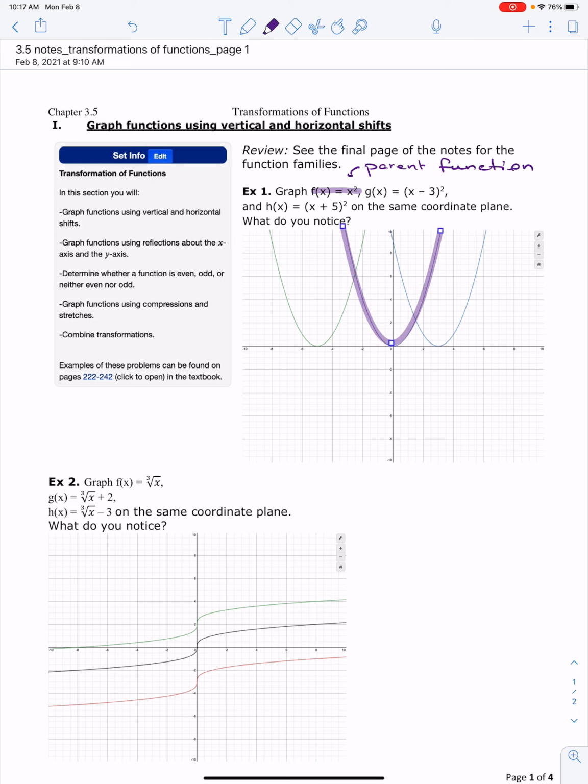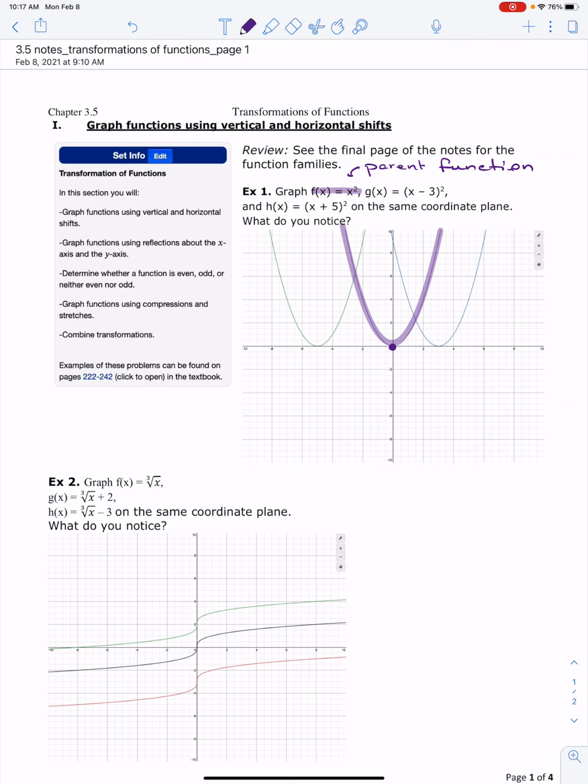Which we can call the anchor point. That helps us when we start moving these left, right, up, down, everything else we are doing. And so if we take a look at that function, f of x equals x squared, I plug in 0. 0 squared is 0. I get that point 0, 0.